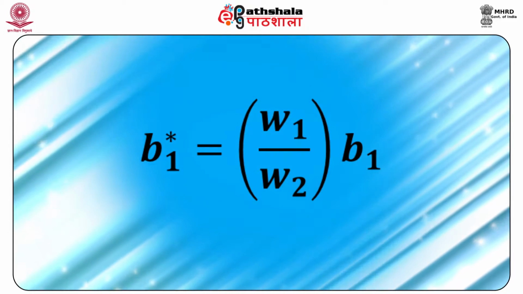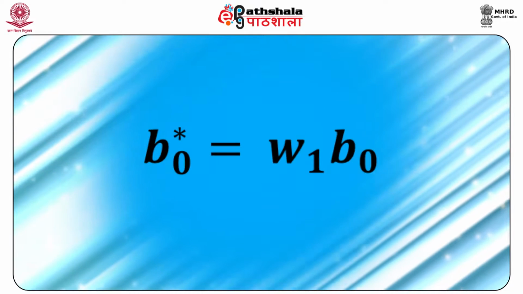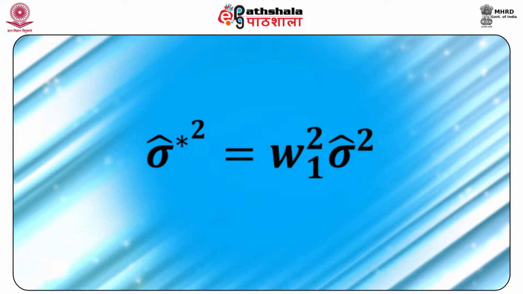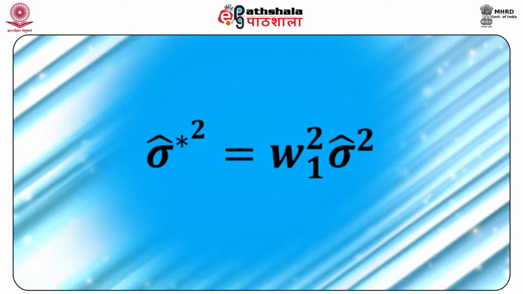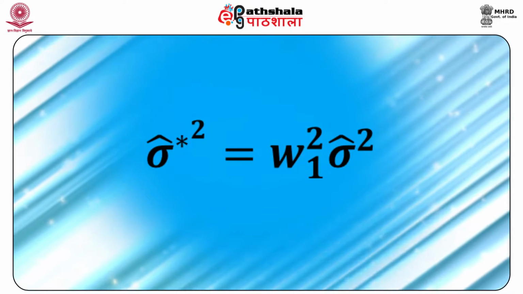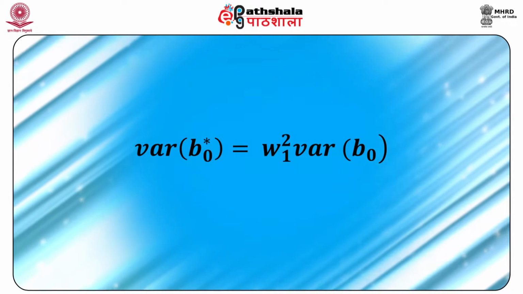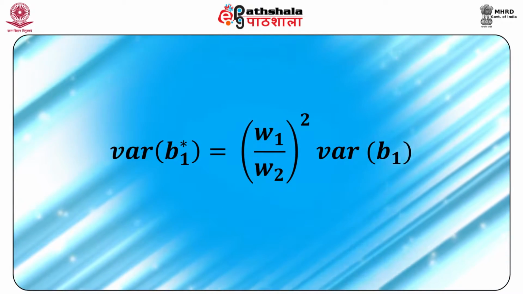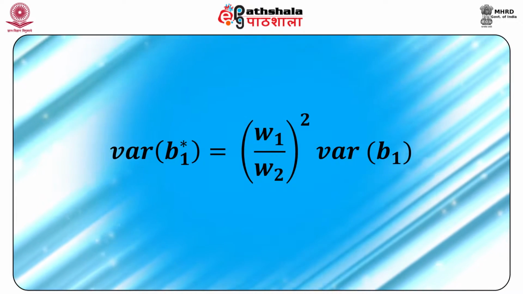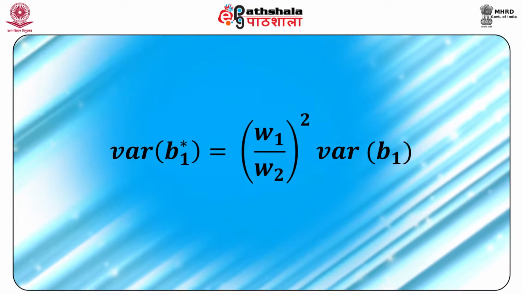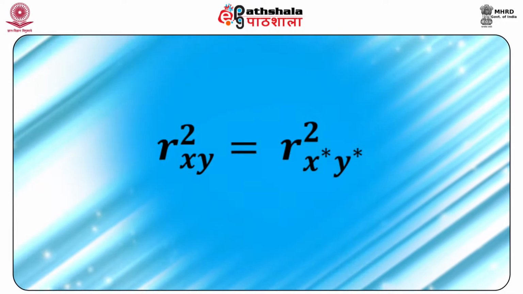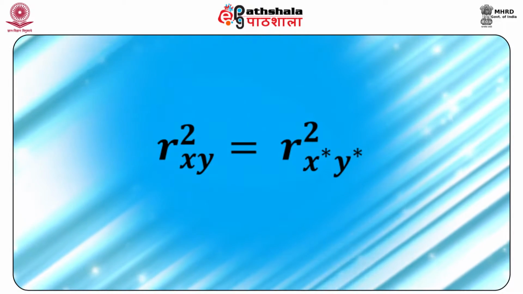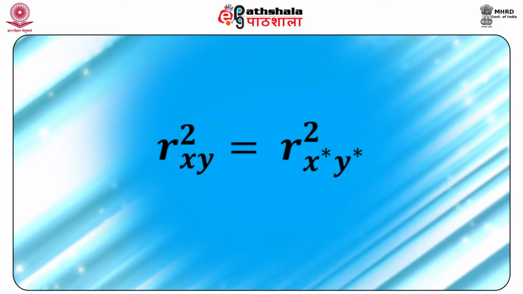Now, if we compare the OLS estimates of both equations, what we get is that b1 star is equal to w1 upon w2 into b1, and b0 star is equal to w1 into b0. Similarly, sigma star hat square is equal to w1 square into sigma hat square. Variance of b0 star we obtain is w1 square into variance of b0. Similarly, we get variance of b1 star equal to (w1 upon w2) square into variance of b1, and we also obtain Rxy square is equal to Rx star y star square.